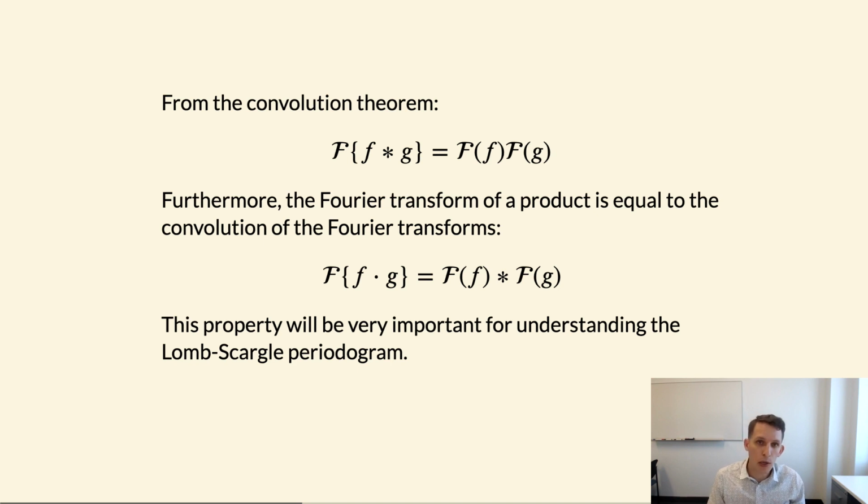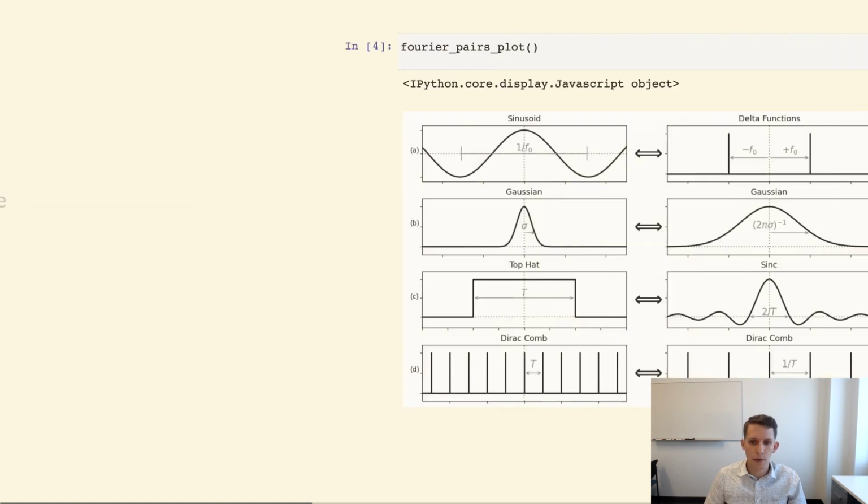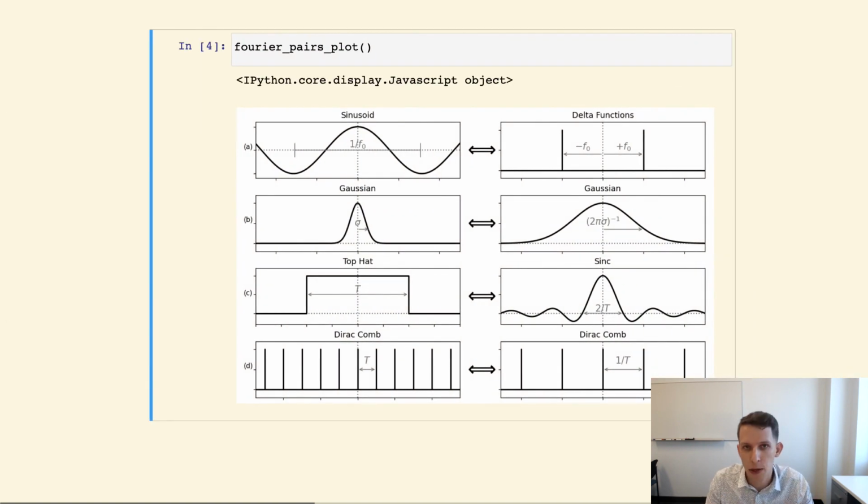This particular theorem, the convolution theorem, is incredibly important for helping us to understand the Lomb-Scargle periodogram. And I want to return now to our Fourier pairs to try to see why that is. So suppose we have some star out in space and it's rotating. It's got some rotational period, and as far as we're concerned, it's just going to keep rotating forever, even though technically that's not true. Let's just assume that's the case.